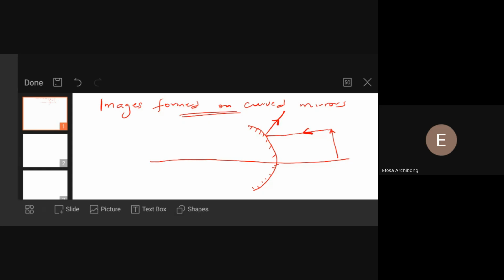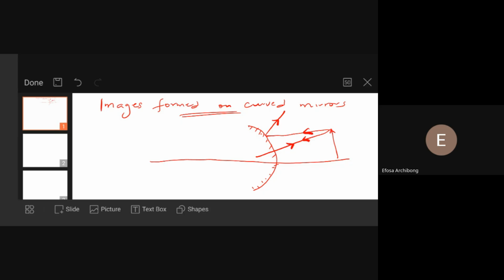Also, I can consider another ray that travels through this point like this, and it also reflects along that same trajectory. So the line through which the incident ray comes happens to be the same line in which reflection occurs. The light comes this way and then reflects back in the same direction. All right, so let's use these two rays to illustrate where the image will be formed.